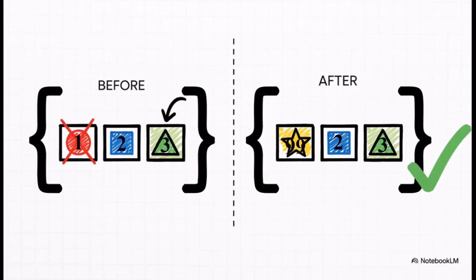Let's see this in action, right? Here, we've got a normal list with the numbers 1, 2, and 3. Then we just target that first element at index 0 and swap it out for 99. And it works. No problem at all. The list updates, code runs smoothly.